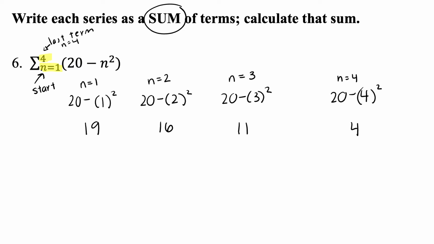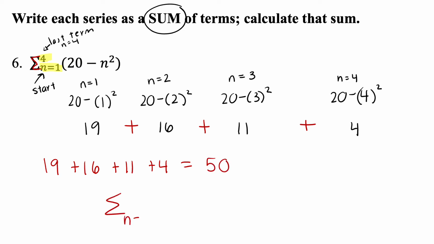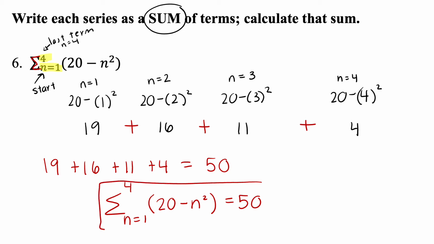Because this is sigma notation, we're going to write it as a sum, meaning we're going to add all of these together. So 19 plus 16 plus 11 plus 4. Grab your calculator or do that in your head. 19 plus 16 plus 11 plus 4 just gives us 50. So the sum from when n equals 1 to 4 of 20 minus n squared is just equal to 50. So this is a quick review of sigma notation and how to write your series as a sum of terms, and then actually go ahead and calculate that sum.